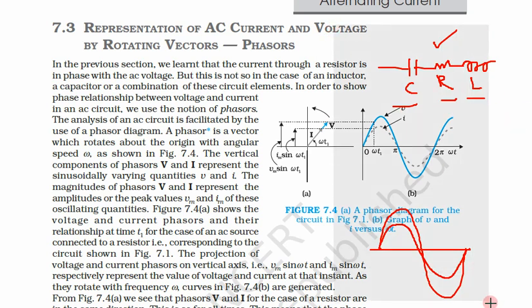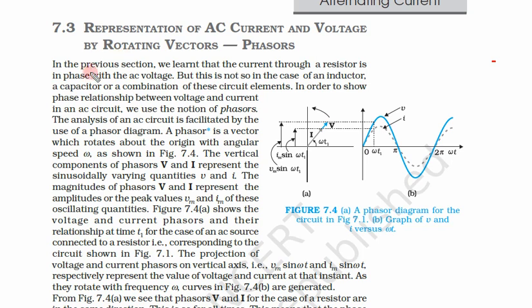Now let us understand those things. In the previous section we learned about current through a resistor. We have taken only a resistive element, a resistive component, and what we have seen is that current is in phase with voltage. Voltage and current both are in phase, as shown in this diagram. The maximum of voltage is at the maximum of current, and zero of both is at zero.